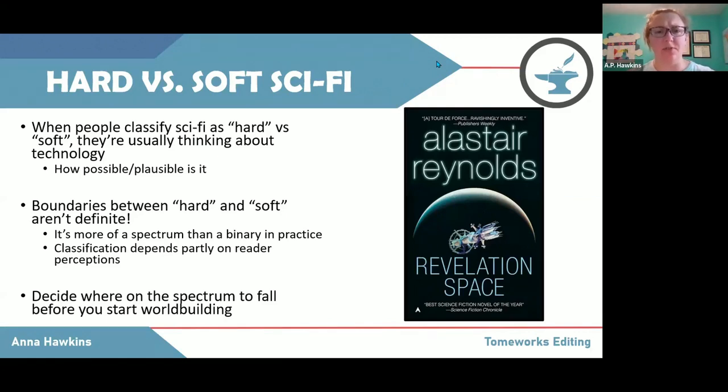And this classification also depends partly on how your readers perceive the technology in your work. And so you may get some disagreements among readers of whether you are writing hard or soft technology in your science fiction, depending on the reader's understanding of science. And so when you're writing and world building, one thing that's really important to do is decide where on this spectrum you want to fall before you start. Because if you want to write hard sci-fi, with plausible or possible technology, you're going to have to do research, and that's going to impact your world building and your story as well.